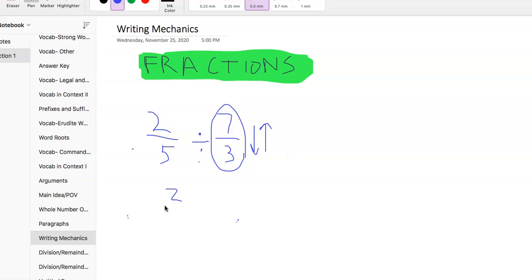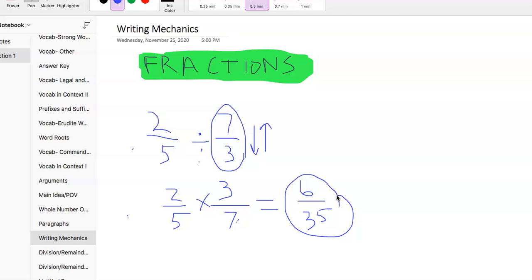So we still have 2/5 over here, pulling that one down from the left, and then we turn it into multiplication, and we flip it. So the 3 is in the denominator. Again, that's the bottom number. Denominator is the bottom number of a fraction. And the numerator is 7. That's the top number. Now becomes the denominator. Okay, and then it's just multiply them out. 2 times 3 is 6. 5 times 7 is 35. We're done. That's all you got to do.